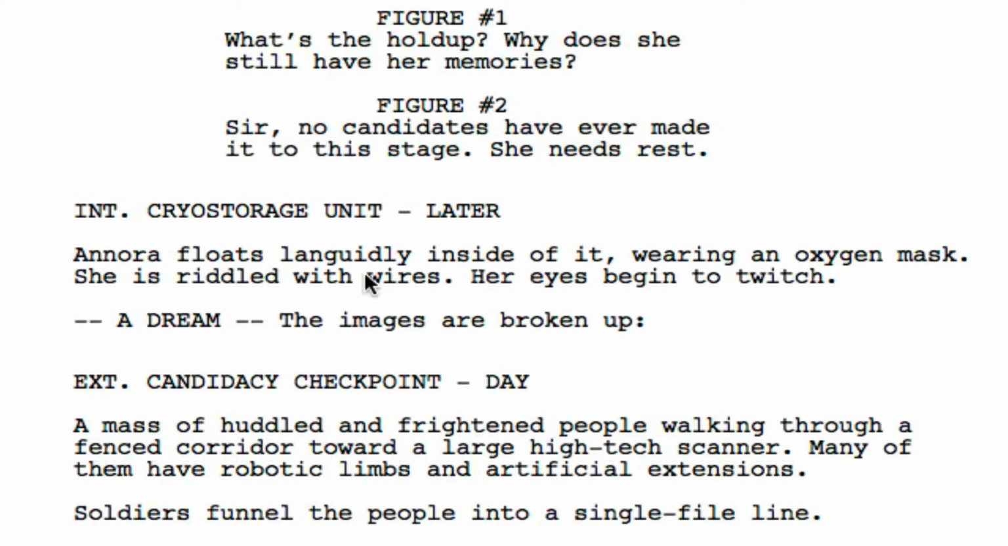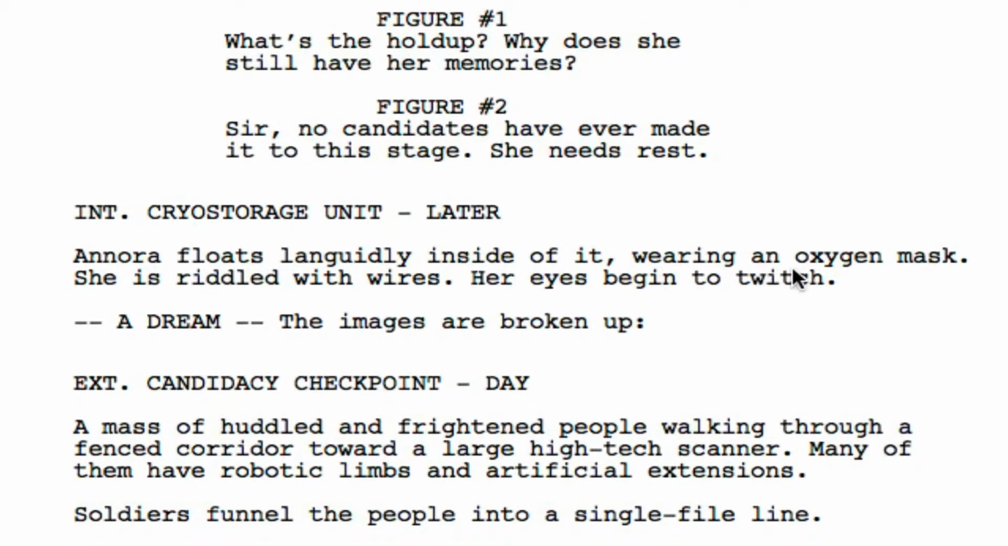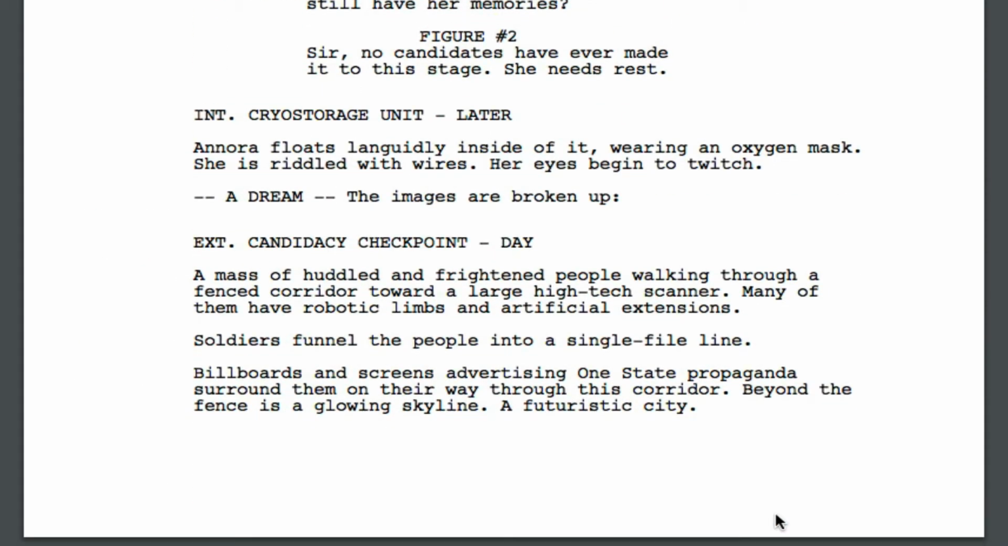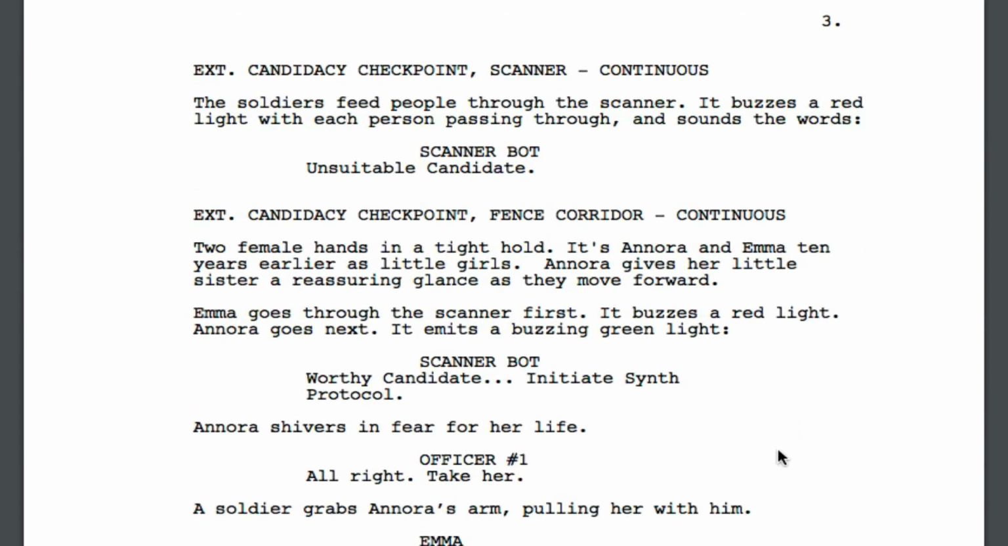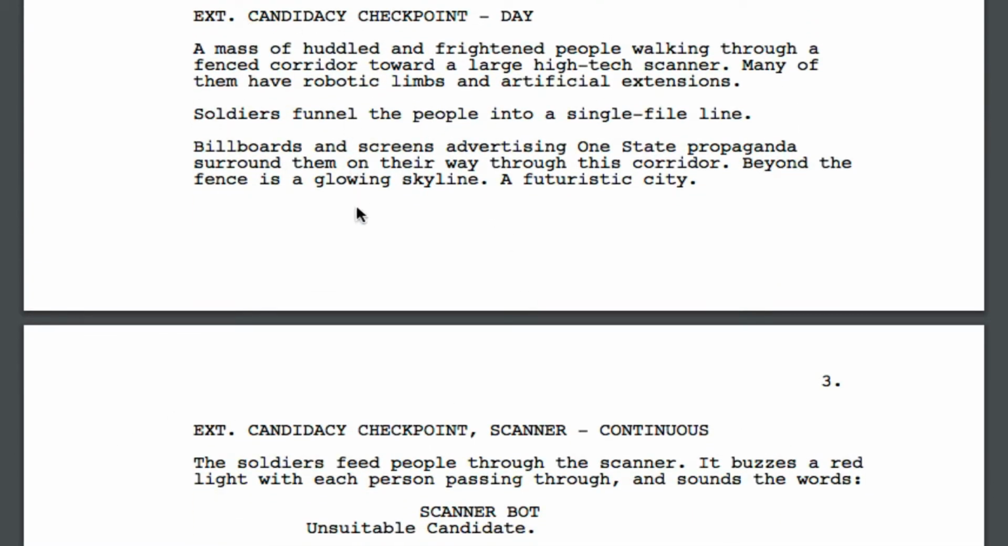Interior cryo storage unit, later, and Nora floats languidly inside of it wearing an oxygen mask. She is riddled with wires. Her eyes begin to twitch. A dream. The images are broken up. So as we're moving to this next section, we see that she's having a dream. So as we move through this script, you can start to see that it's broken up into each scene with action, and if there's dialogue, it's here.